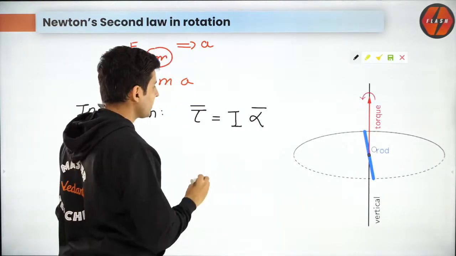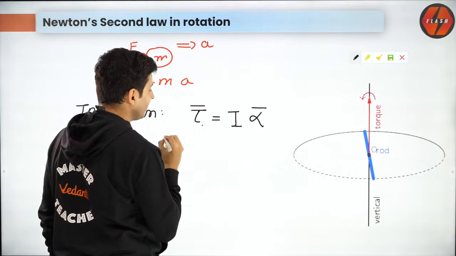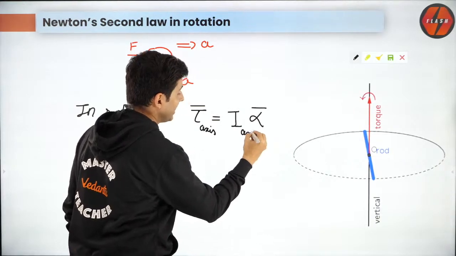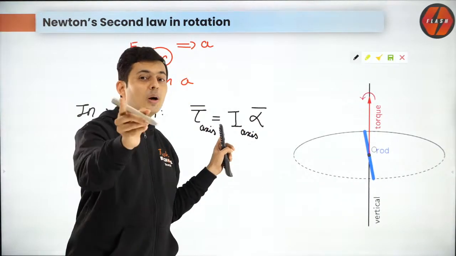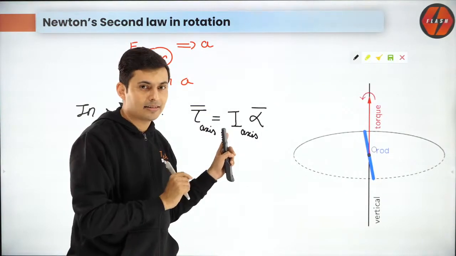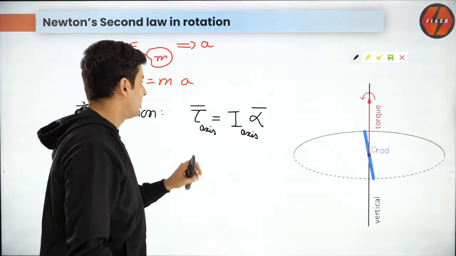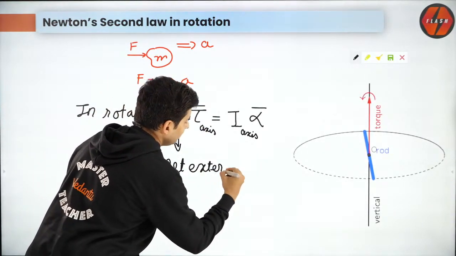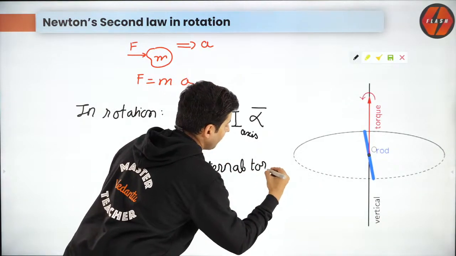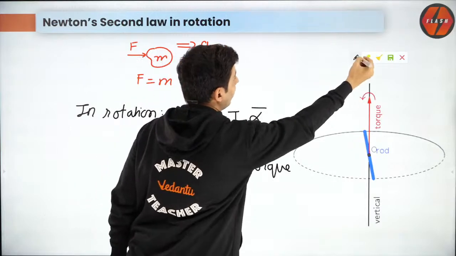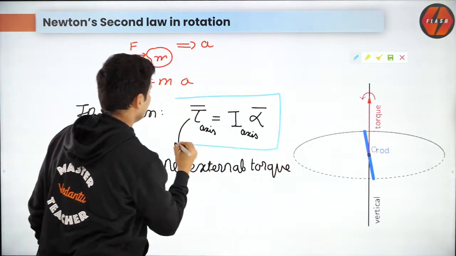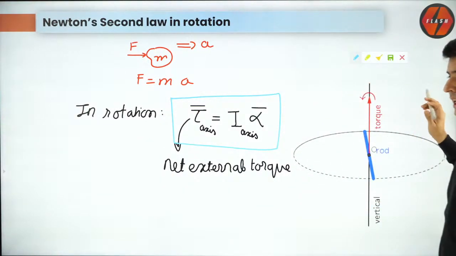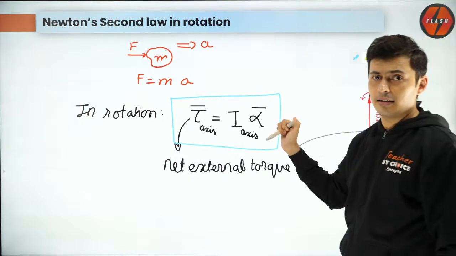Also, one small thing: if you are measuring the torque about some point or axis, then the moment of inertia should also be about the same axis. So if you shift the axis, you have to calculate the moment of inertia about that axis. Keep that in mind. Rest all is simple. And this is always the net external torque. Remember that this is the equivalent of Newton's second law in rotation. Write it down in your books, in your papers, wherever you are making notes, simultaneously.